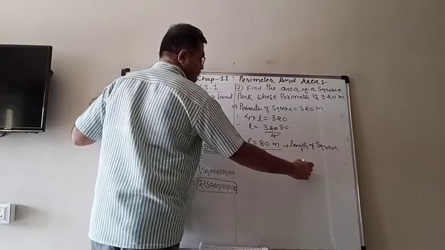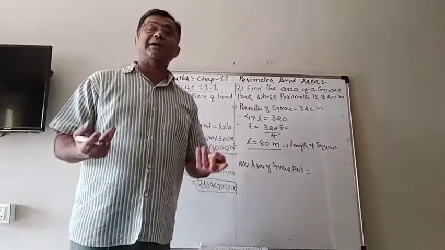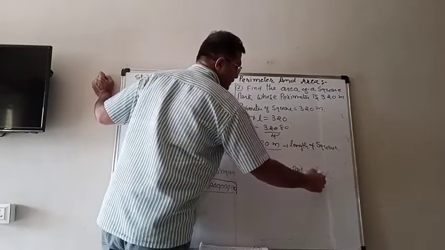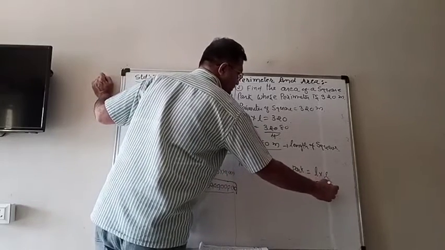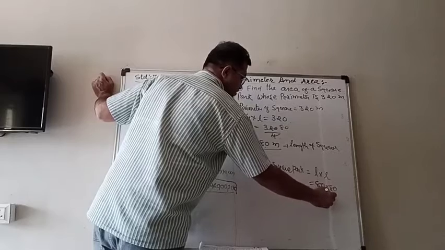What is the formula to find the area of a square? That is length multiplied by length, L multiplied by L. So 80 multiplied by 80. 8 8s are 64.